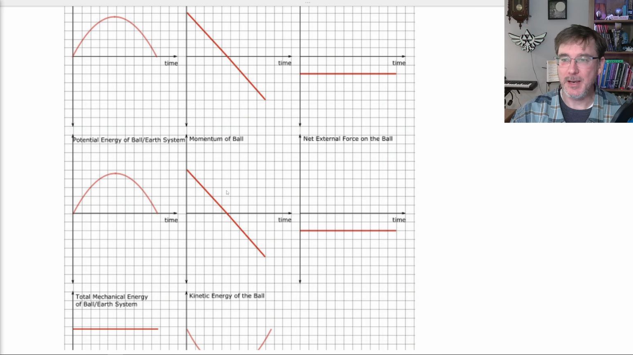Same thing for the time versus momentum. Since momentum is mass times velocity, and the mass of the ball doesn't change, you can represent that with a graph that looks very similar to the velocity versus time graph.